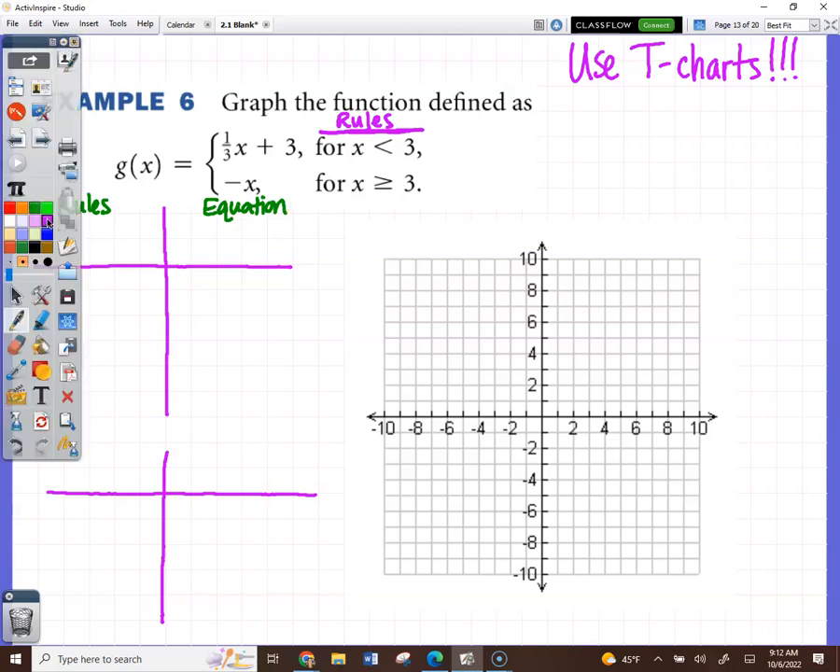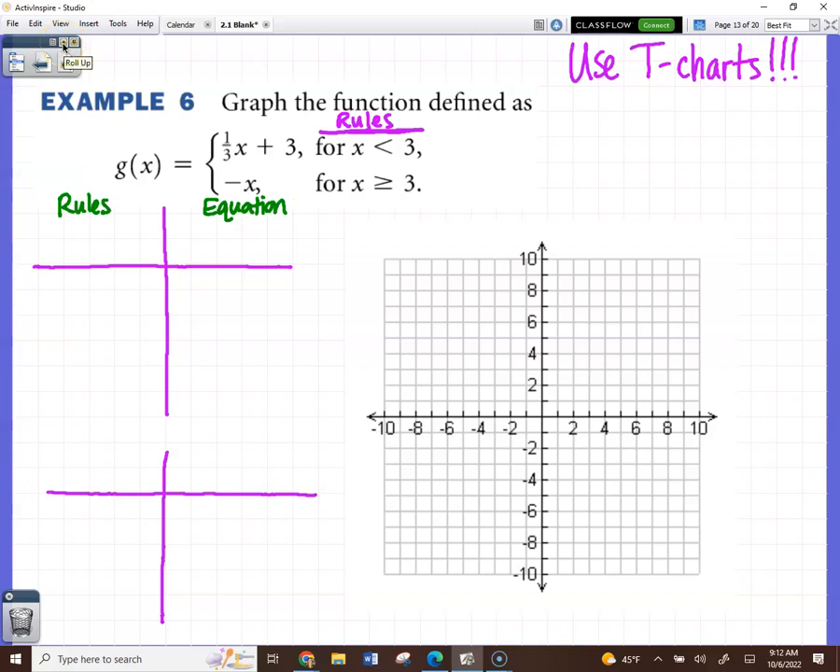Looking at this, my first one, and it helps also if you write these in order. My first rule is X is less than 3, and the equation it goes to is 1/3 X plus 3. My second rule is X is greater than or equal to 3, and its equation is negative X.